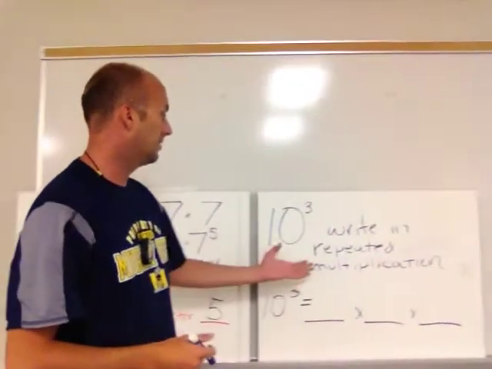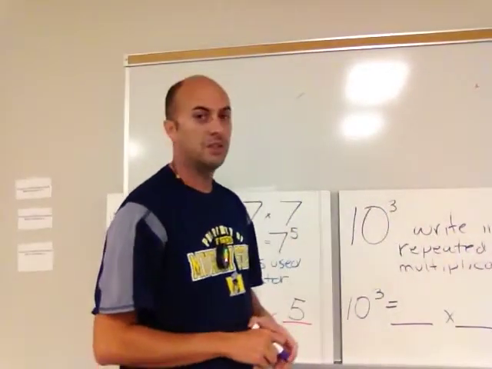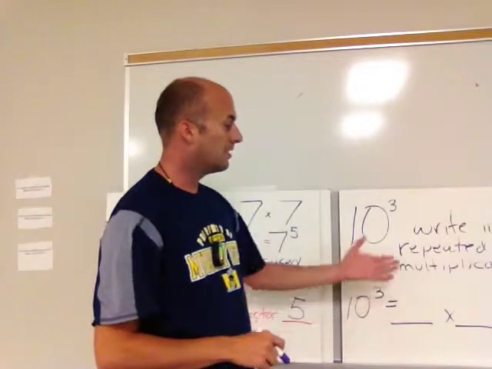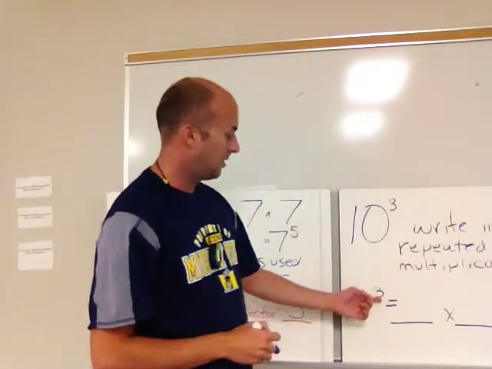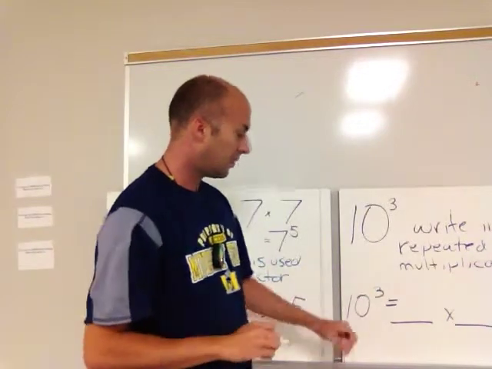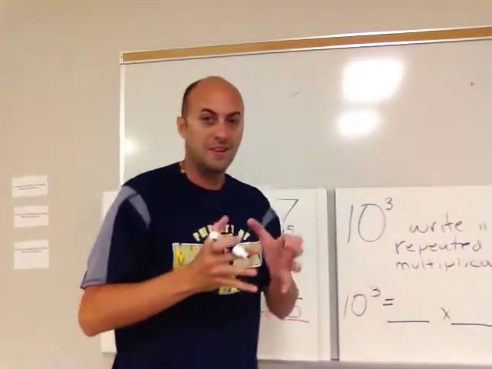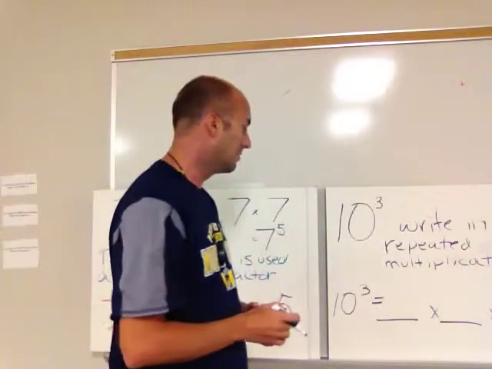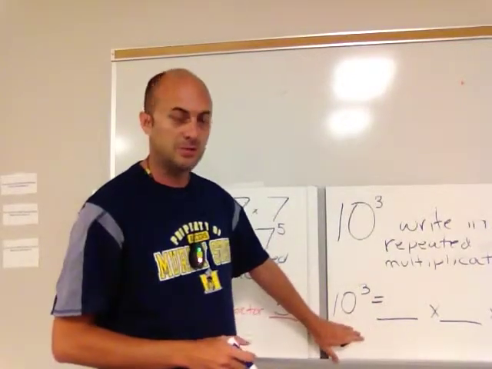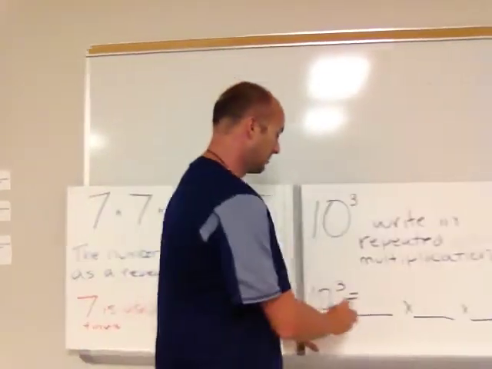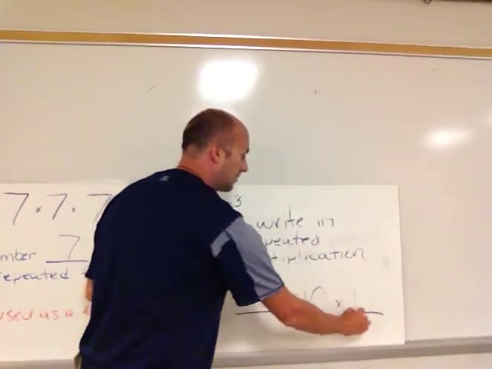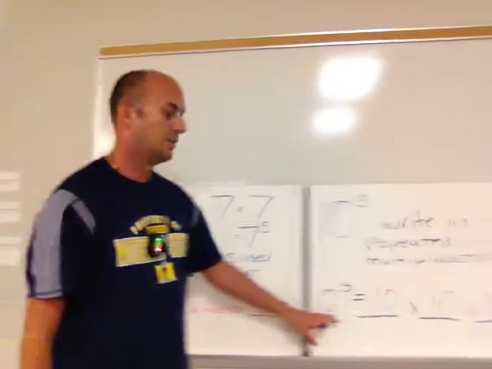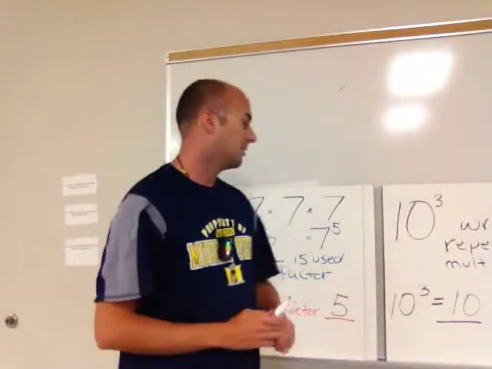Well, let's look at this one then. 10 to the 3rd power, 10 cubed. We're going to write that in repeated multiplication. So we have our base of 10, our exponent of 3. What's being repeated? What is the factor that's being repeated over and over again? In this case, it's the base. It's the 10. So this is really saying 10 times 10 times 10. 10 being repeated 3 times.